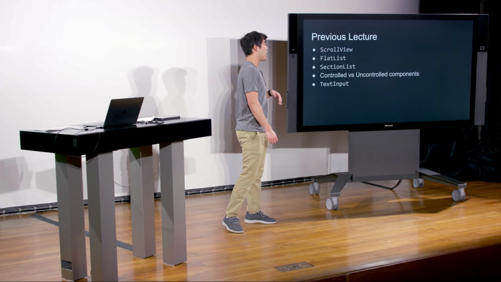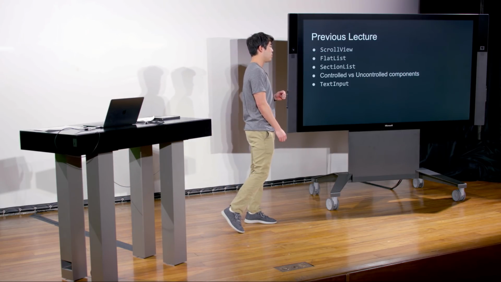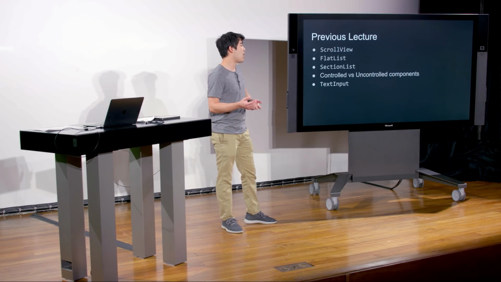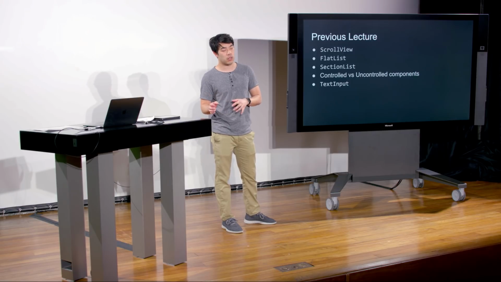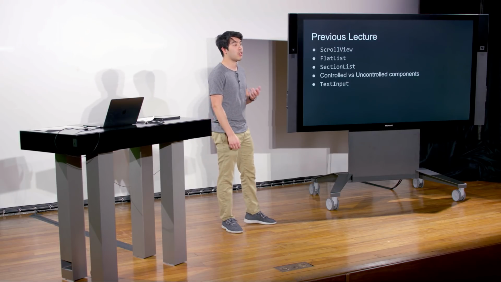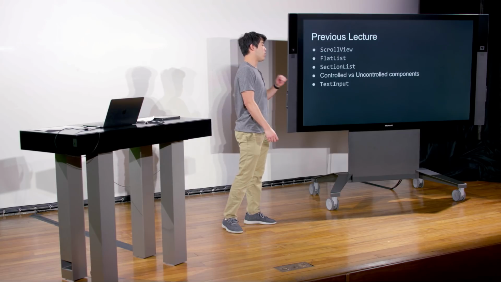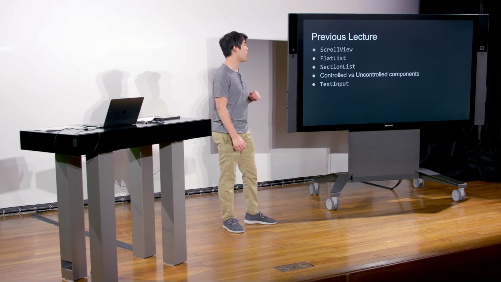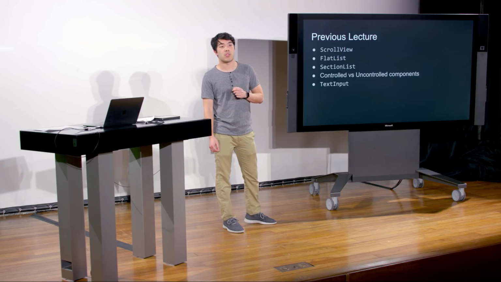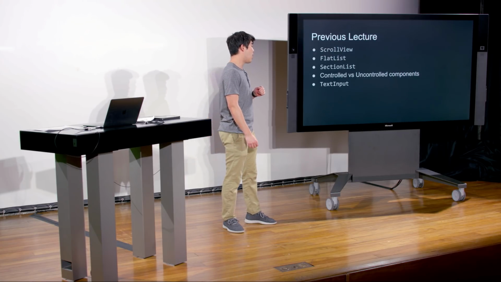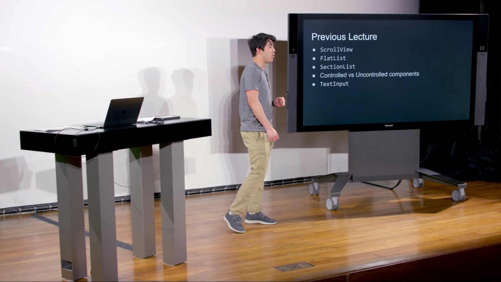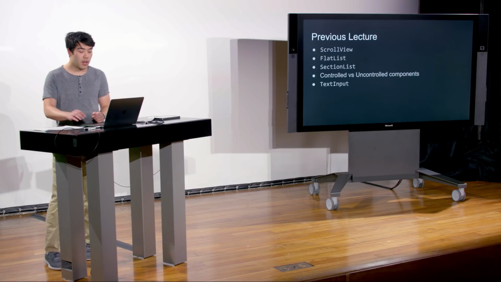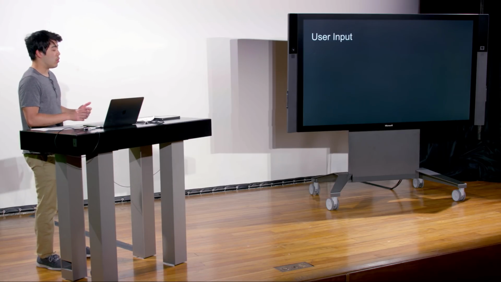We then started to talk about user input. We talked about the difference between controlled and uncontrolled components. Controlled components being those components that track state, and the source of truth for the input's values is on the component state itself. Whereas uncontrolled components are those where the DOM, or in the case of the browser itself, keeps track of those input's values. We then talked about text input for a little bit, which is the component used to accept user input. And first we'll talk about user input today.